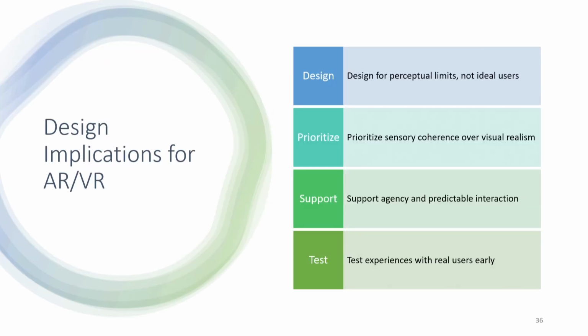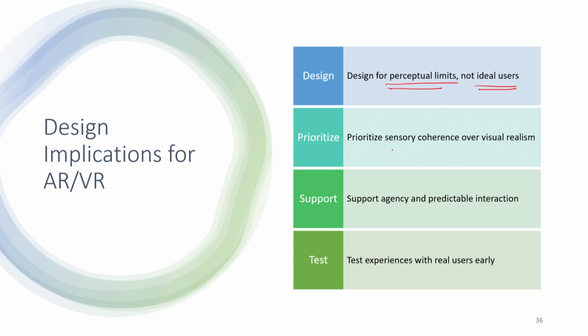A number of design implications emerge from these studies into perception. Firstly, as designers, you want to be thinking of designing for perceptual limits and not the ideal users. So, what are the limits of our perception? Based on that, we should be designing, and not the best users who can actually distinguish between the illusions, for instance.